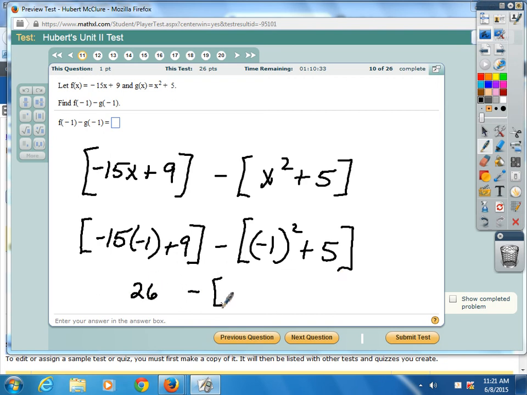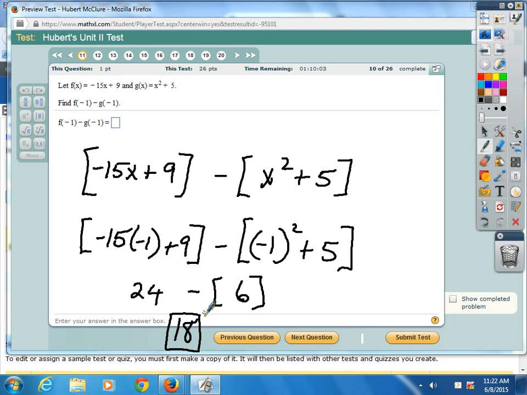Sorry, you're right. I don't know where I got 26 from. The answer is 24. Okay, and what's negative 1 quantity squared? 1. 1 plus 5 is 6. So what's 24 minus 6? Got me there.